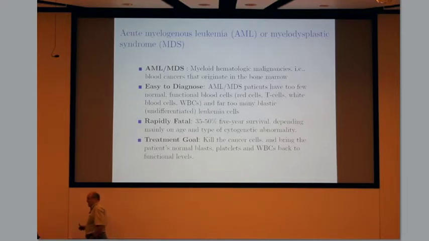It's rapidly fatal. The 5-year survival is not very good, and it varies tremendously with patient age, type of cytogenetic abnormality, and a few other variables. The goal in treatment is to kill the cancer cells and bring the patient's normal blasts, platelets, and white blood count back to normal functional levels.